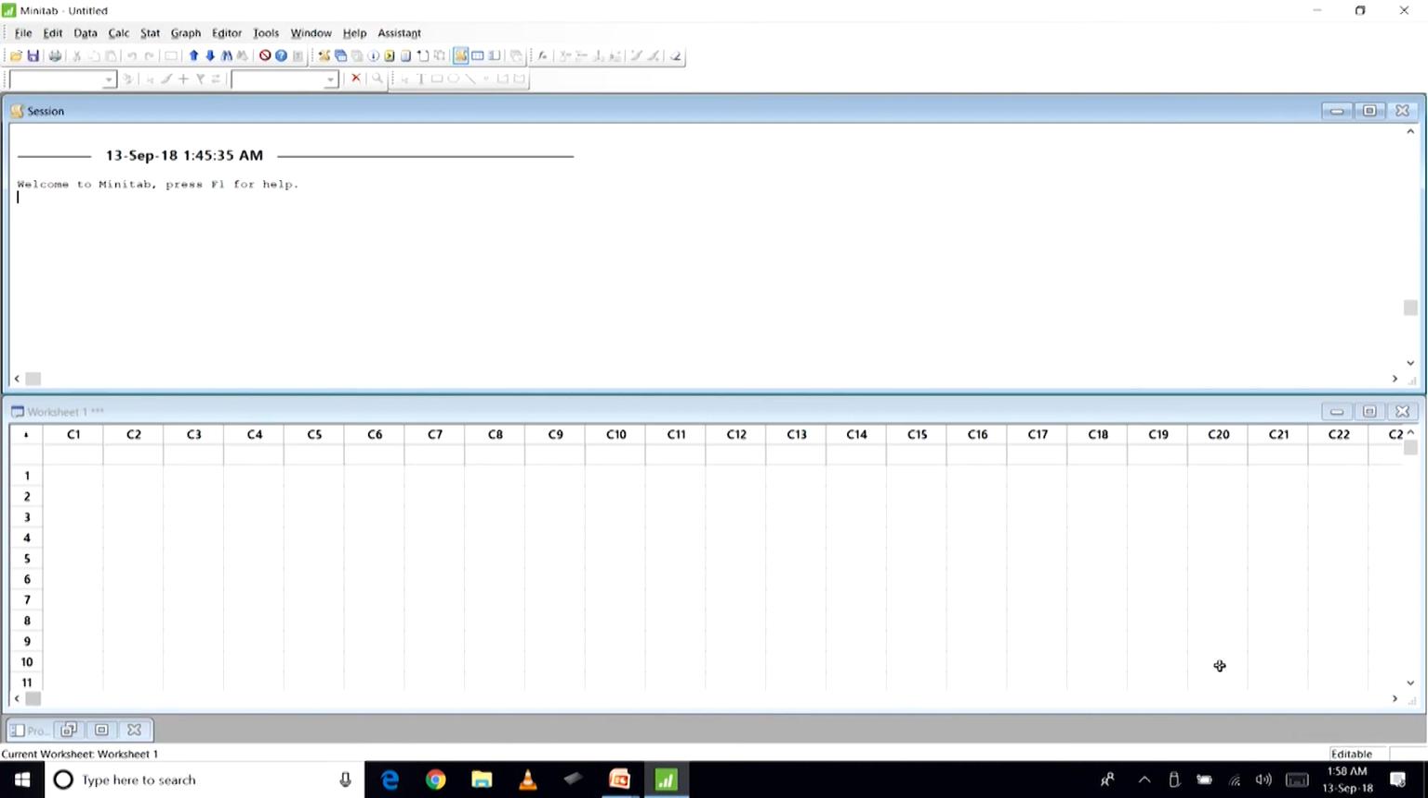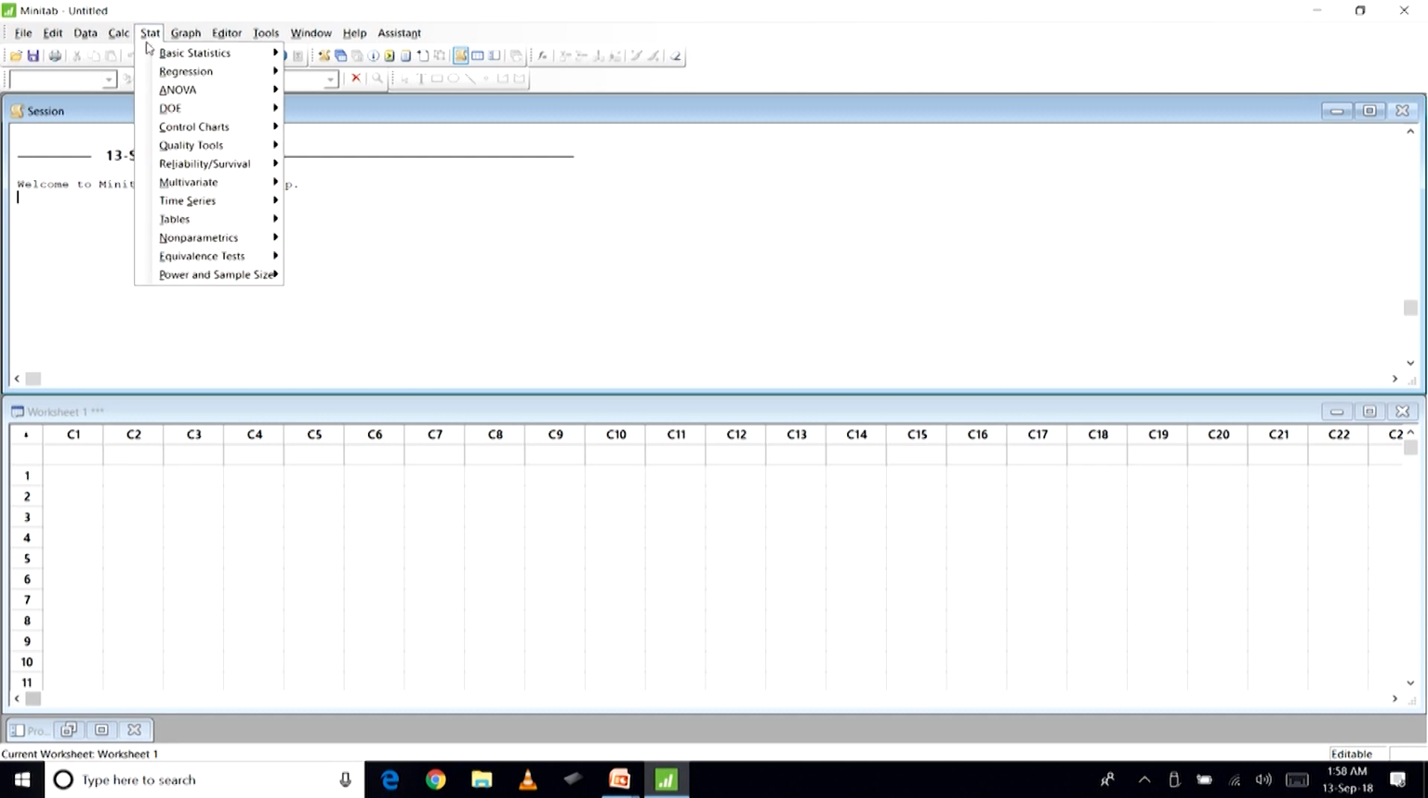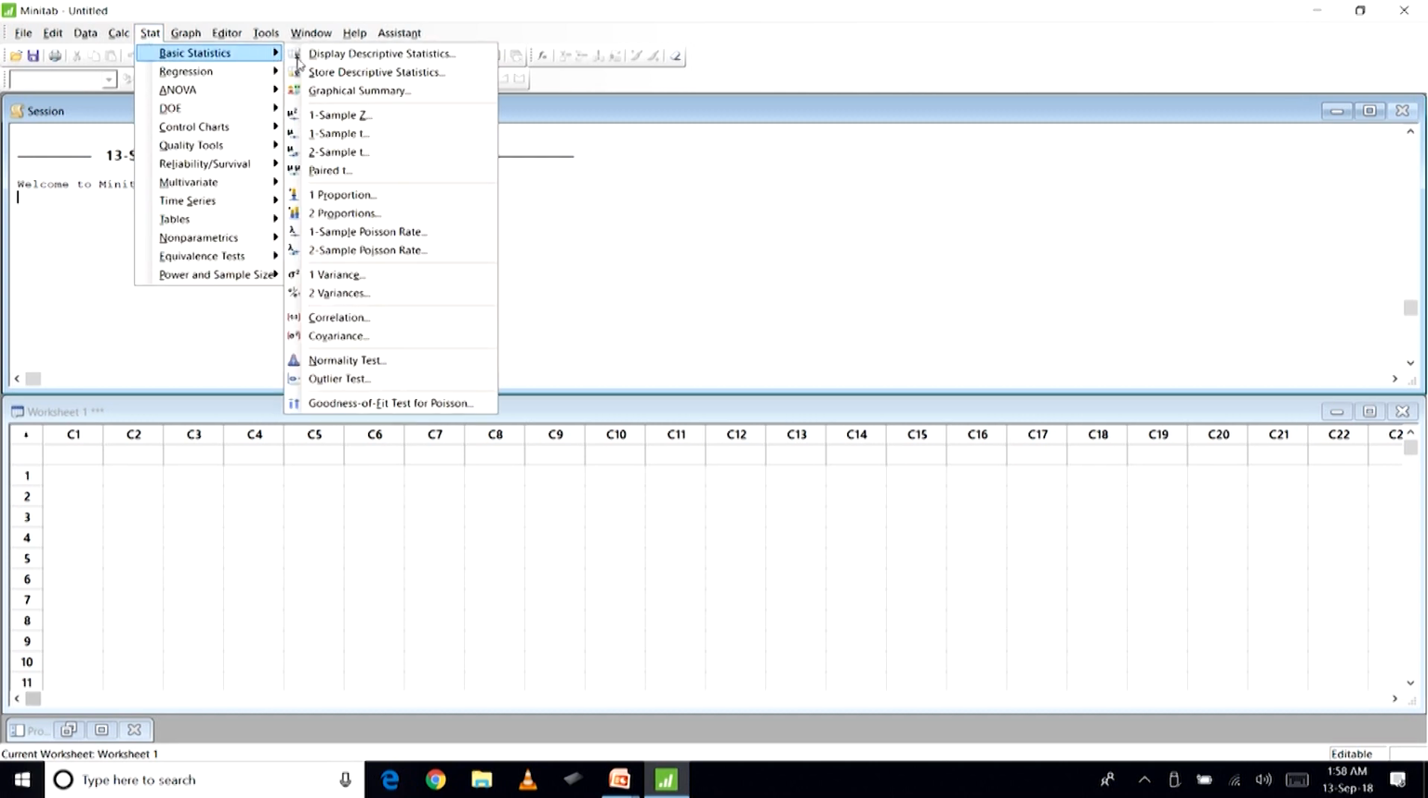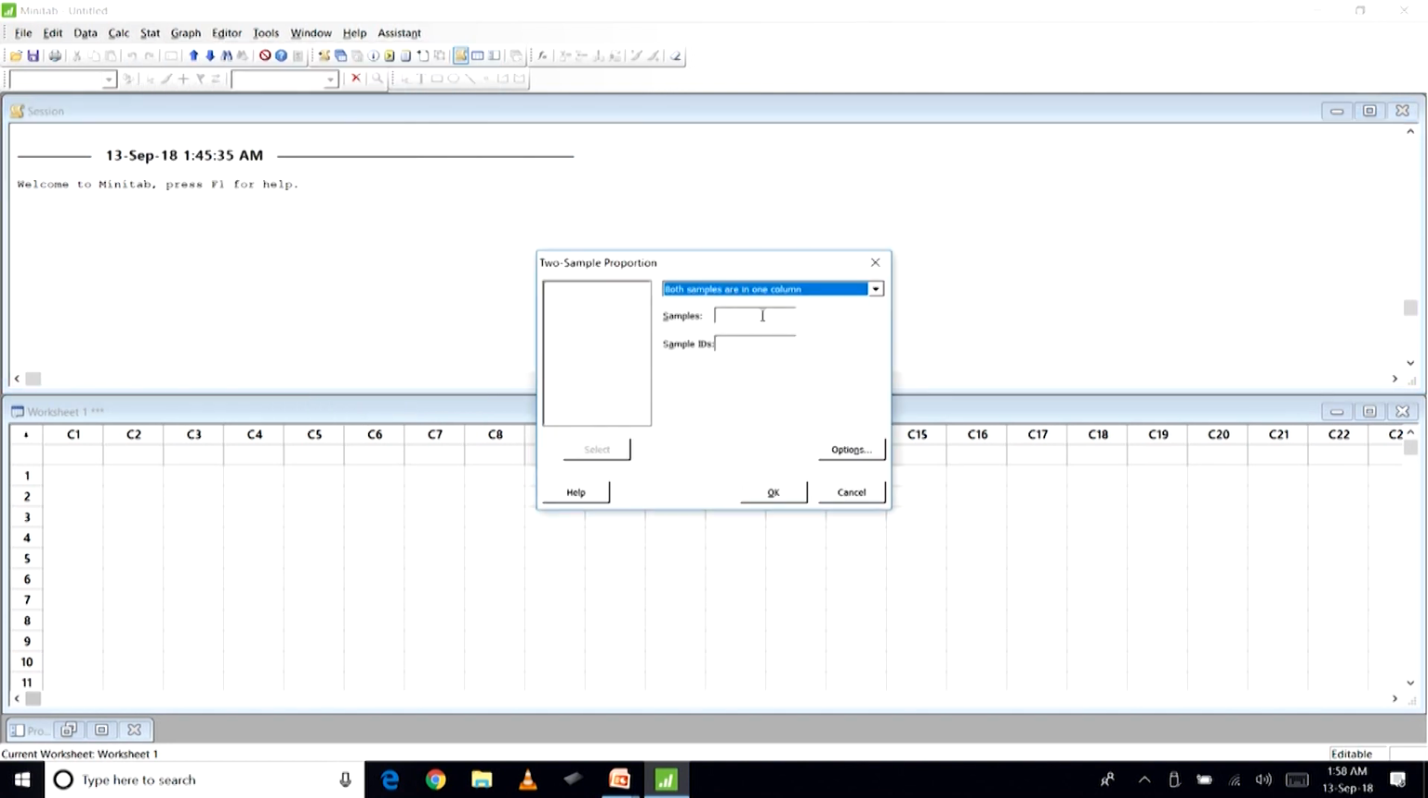So, this is a case of hypothesis testing of proportion, two samples. So, go to Stat, Basic Statistics, 2 Proportions. We have to have summarized data, so the number of events and the number of trials.